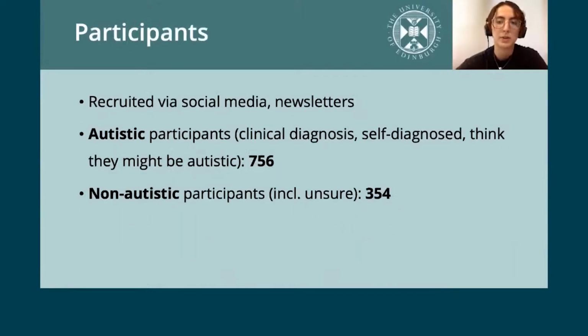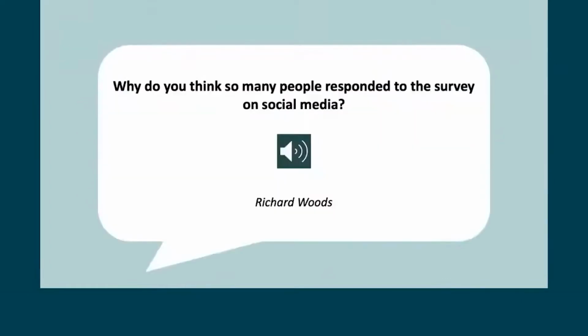Participants were mainly recruited through social media, and overall we collected data from 756 autistic participants and 354 non-autistic participants. We're very excited to have such a large sample, but we asked ourselves why so many people responded to the survey on social media, and we'll now hear a short response first from Richard Woods and then from Fergus Murray, 2 of our autistic collaborators on the project.